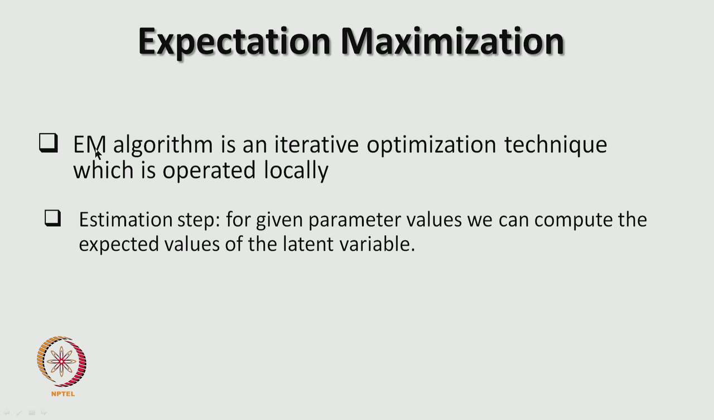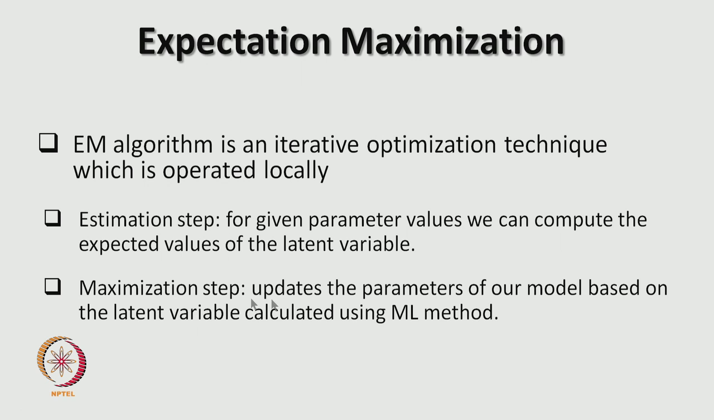There are two steps in EM, one is called the expectation, another is called the maximization, and this is done iteratively, one after the other. You have an expectation step or an estimation step, as it is called, followed by a maximization step. And iteratively you follow this pair of steps one after another in a sequence, until a condition of convergence is satisfied at the end. So, estimation is: for given parameter values, we can compute the expected values of the latent variable, and hence it is called an expectation step as well. And then you have a maximization step which updates the parameters of the given model based on the latent variable calculated, using the ML method.